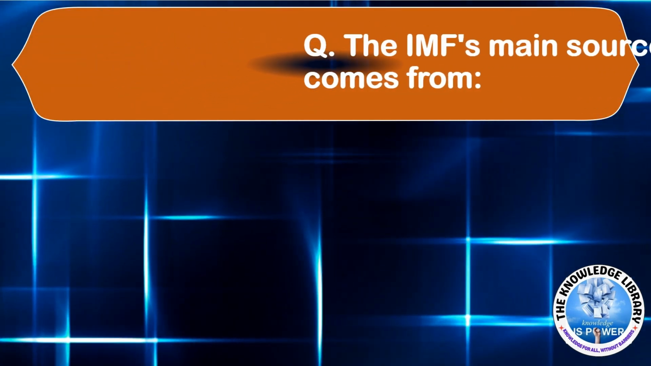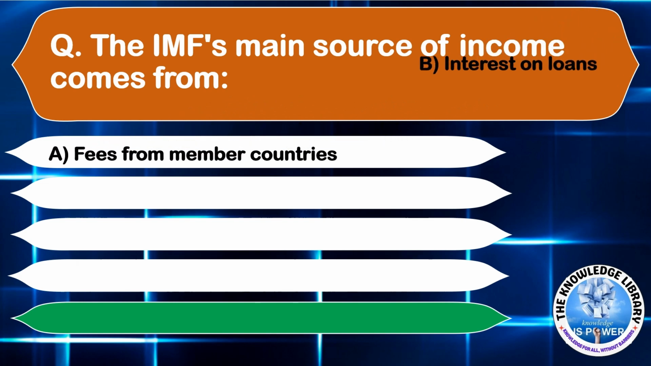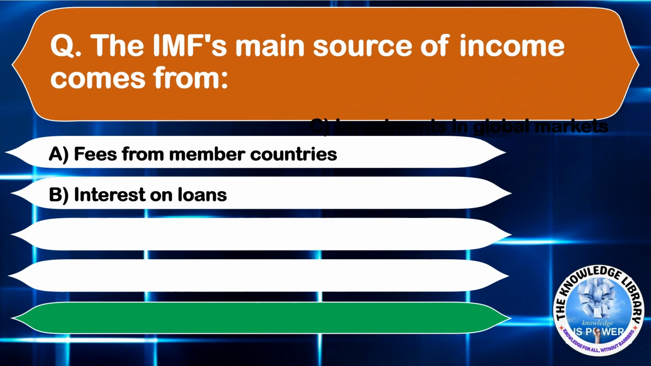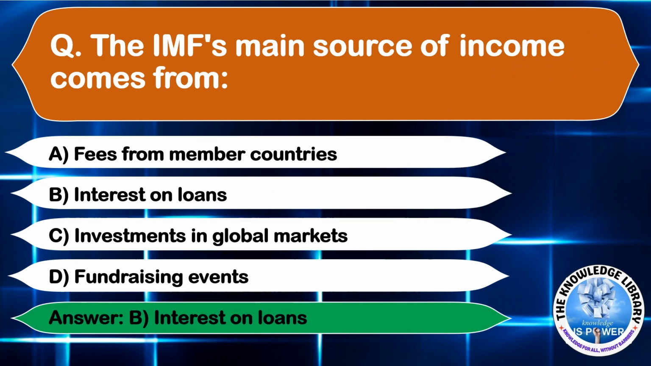Next question is, the IMF's main source of income comes from option A, fees from member countries. Option B, interest on loans. Option C, investments in global markets. Option D, fundraising events. Answer is option B, interest on loans.